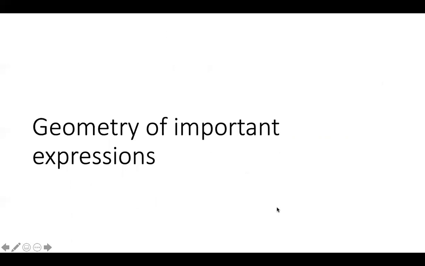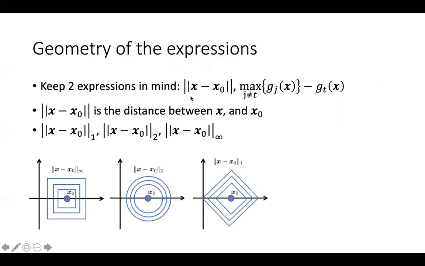So now we have seen the mathematical formulation of adversarial attack, but what is the graphical interpretation of it? From the above three formulations, we can say there are two important expressions that frequently appear. The first one is just the distance between x and x0. We can choose the L1 norm, L2 norm, and L infinity norm.